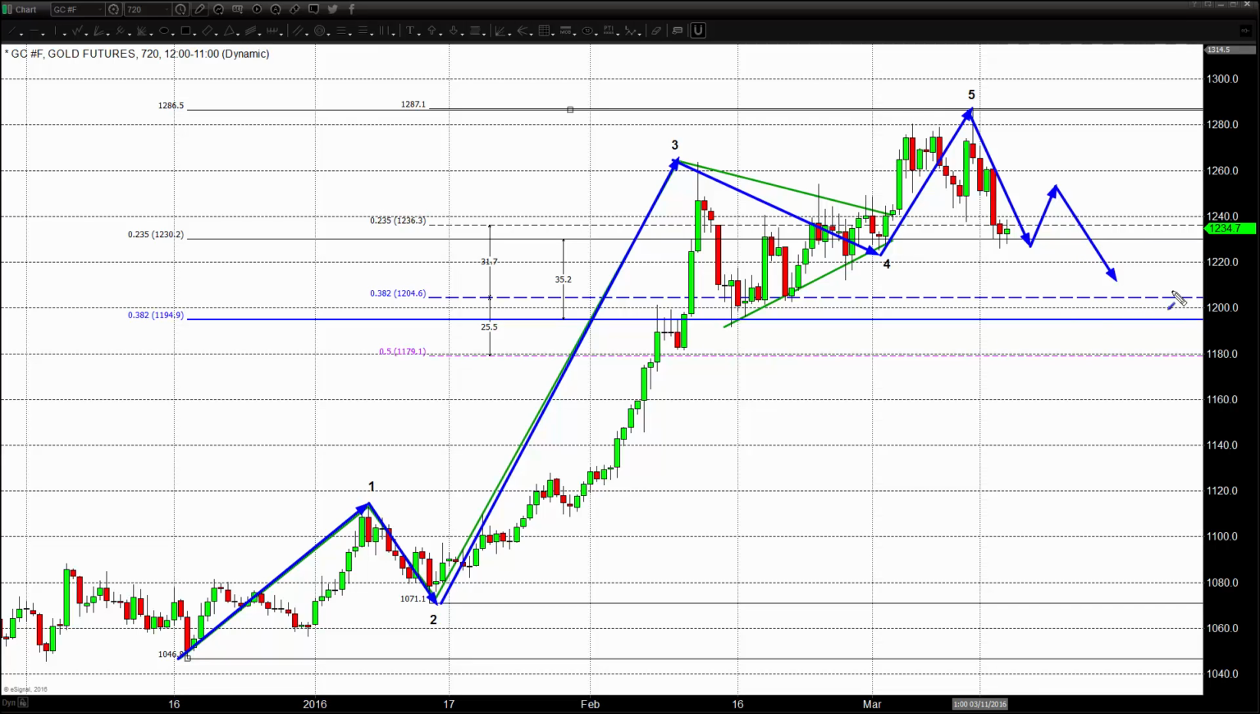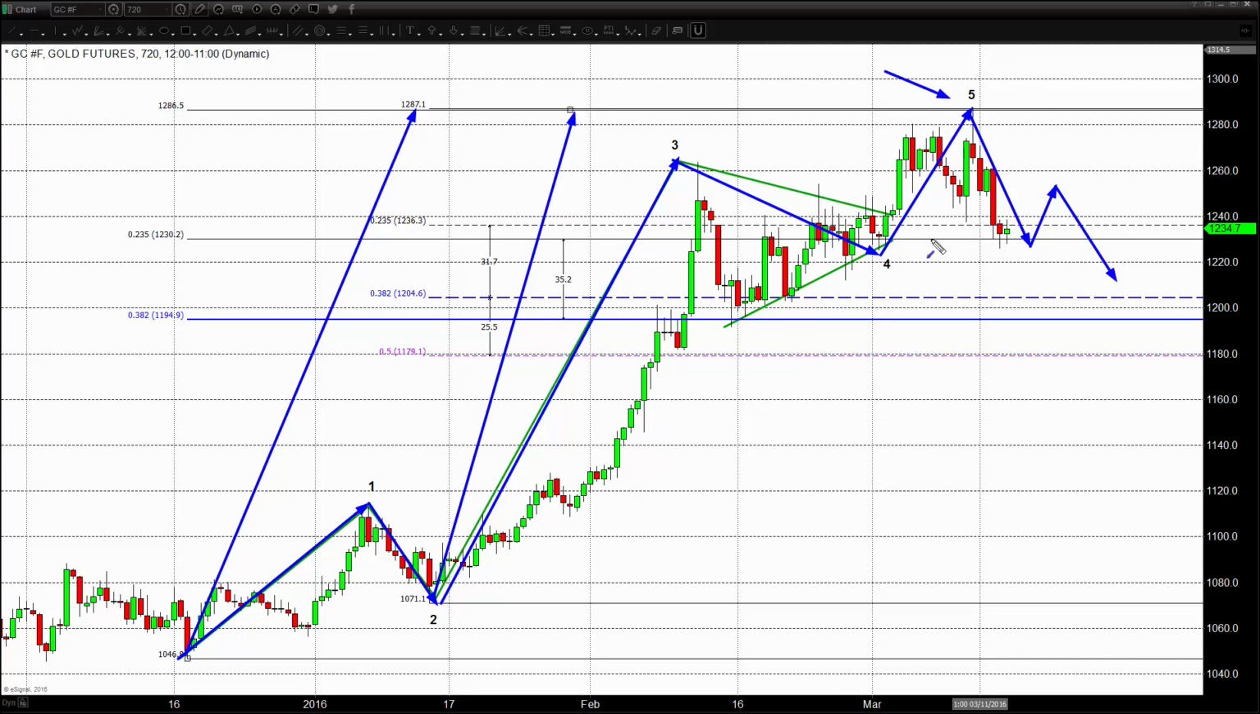With that in mind, I also have a couple of fib retracements. The first fib retracement takes us from these lows at about 1046 up to these tops at about 1287. The second retracement sequence starts at the beginning of wave 3, which comes in roughly at 1071, and takes us up to this top right here, the conclusion of 5 at around 1287.